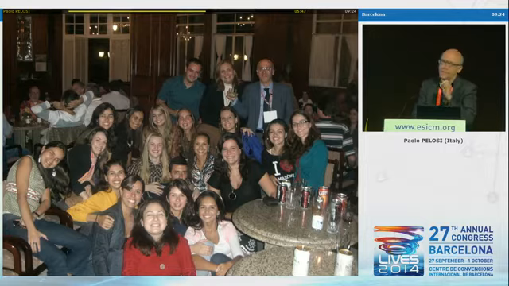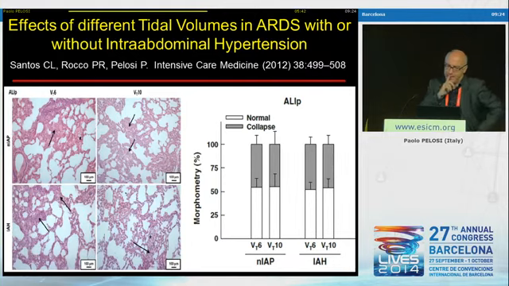Now I show you some data from animals that we did with Patricia Rocco in Rio. This is a study in which we looked at the effects of different tidal volumes, so different transpulmonary pressures, in two conditions: a model of pulmonary ARDS and a model of extrapulmonary ARDS. And this is what we found in a model of pulmonary ARDS. This is the area of collapse with two different tidal volumes, without and with an experimental model of intra-abdominal pressure. And what we found was that in a model of pulmonary ARDS with more consolidation, intra-abdominal pressure did not affect too much the amount of atelectatic tissue.